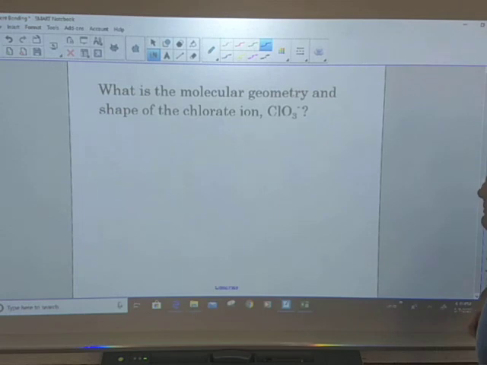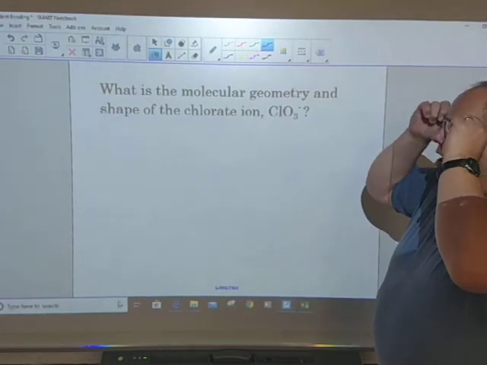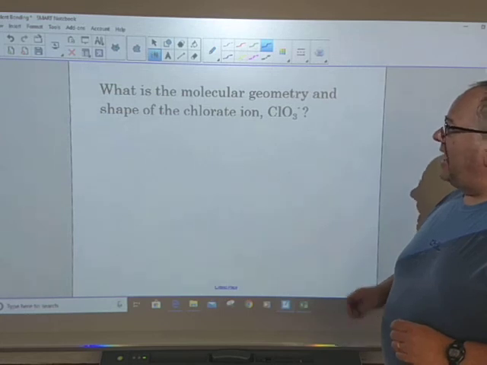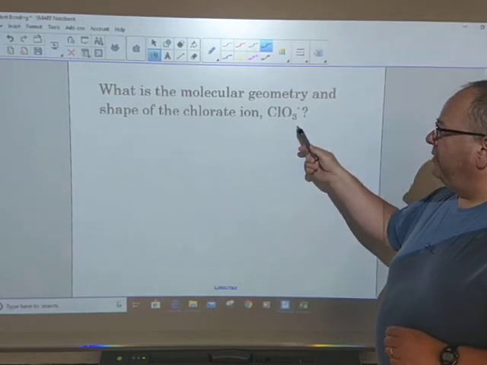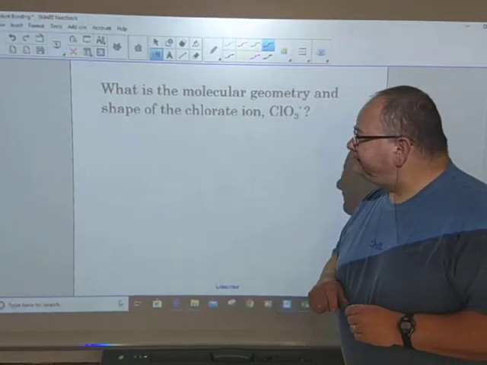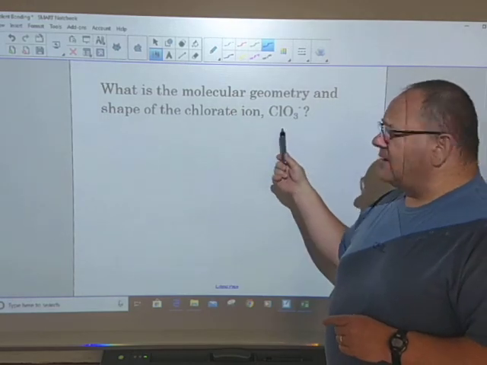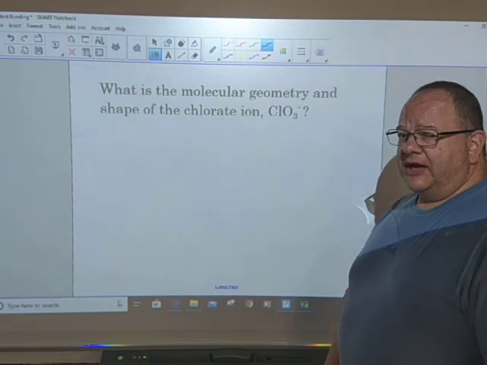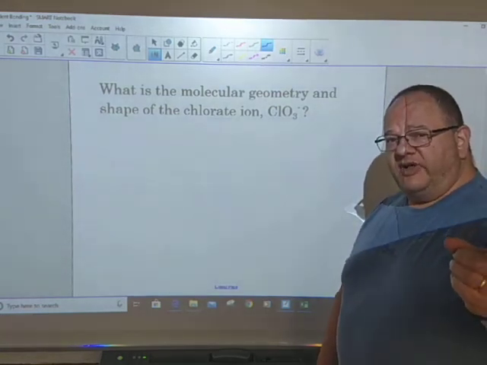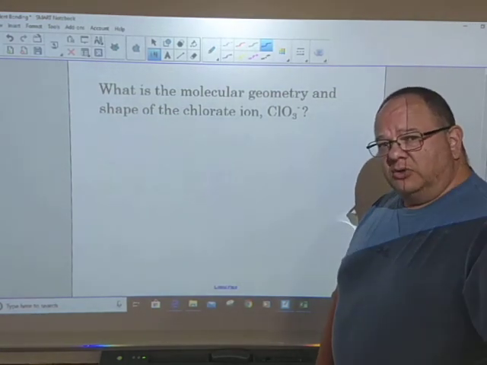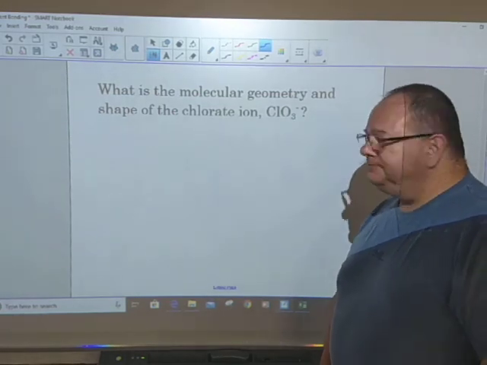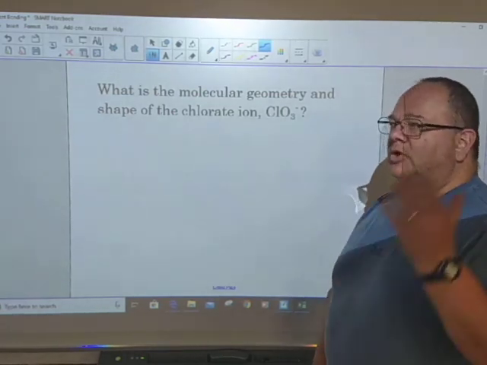One more practice. All right, we're going to work on the molecular geometry and shape of the chlorate ion. Chlorate is ClO3 with a negative charge. Now, technically, it's not a molecule, but we're talking about the shape of this around its central atom. Okay, so pause the video, write out a Lewis structure, figure out the geometry, and figure out the name. Welcome back.